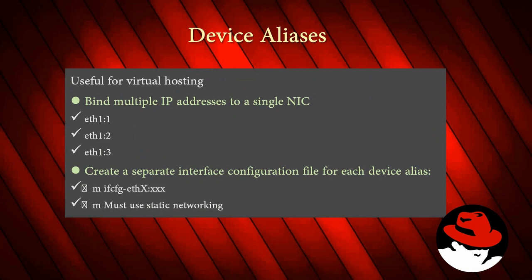Device aliases are virtual network interfaces that can be configured with an additional layer 3 network address. The name of the device alias takes the logical adapter name, appending a colon and a unique number representing the alias. You can bind multiple IP addresses to a single NIC, network interface card, with virtual hosting like eth1:1, 2, 3 and so on. You can create a separate interface configuration file for each device alias. You must use static networking for device aliasing.